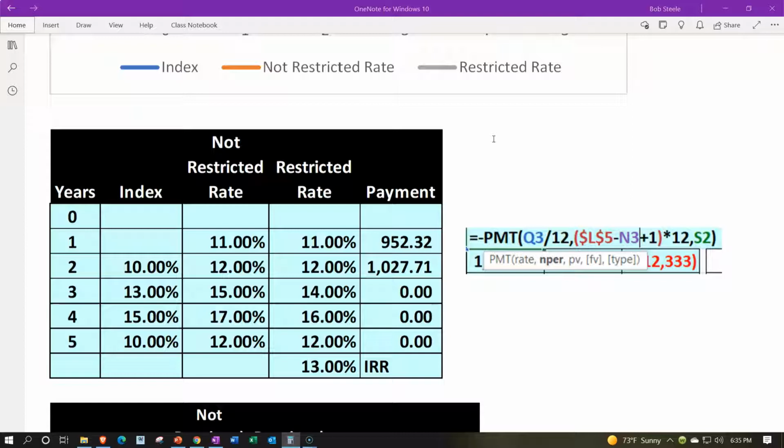Let's do some calculations then. We could do the payment calculation. So we've got our table, once again, with the index. This is the rate we're actually going to use after applying the caps. Then we can calculate our payment, which would look something like this.